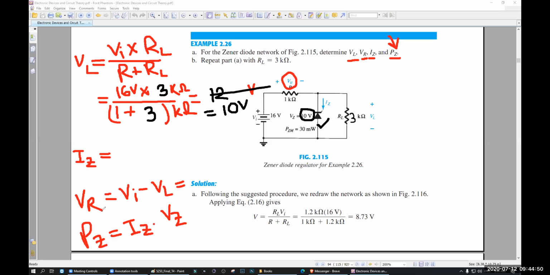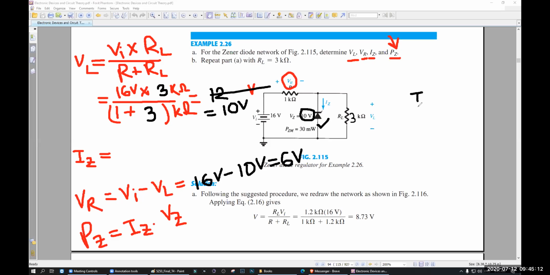So what is IZ? We will find the IZ later. At first, find the VR first. Okay? What is VR? VR is equal to VI minus VL. Your VI was 16 volt. Your VL is 10 volt. So your value is 6 volt. Okay? 6 volt.